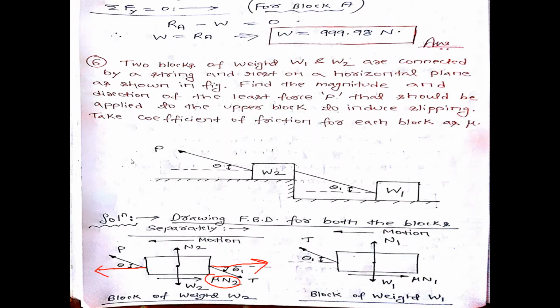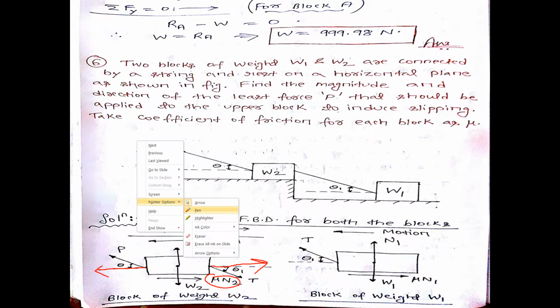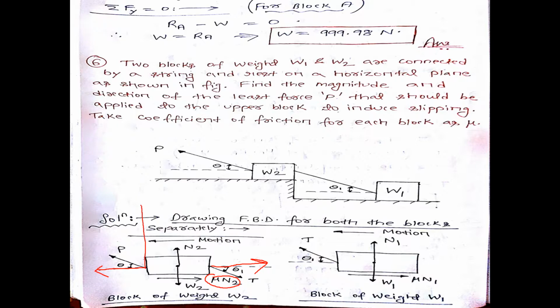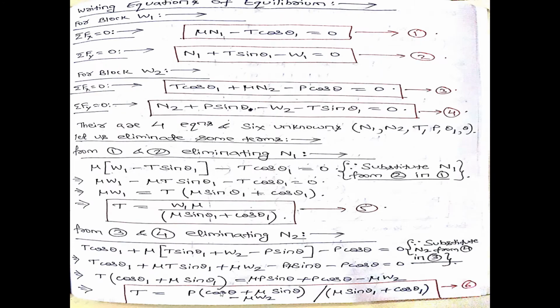Summation Fy equal to 0. For that, from the diagram I can write plus P sin theta plus N2 minus W2 minus T sin theta 1 is equal to 0. See, N2 plus P sin theta minus W2 minus T sin theta 1 equal to 0, which is equation number 4. So is it clear? Equations number 3 and 4 are the equations of equilibrium for the second block.